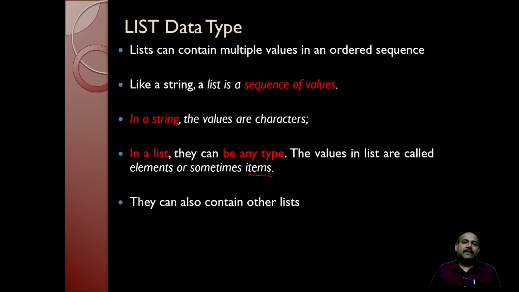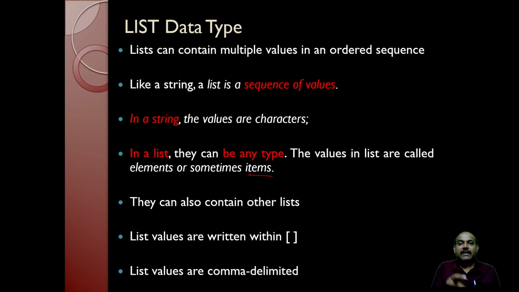List can contain any data type like integer, float, string, etc. And also list can contain a list in it. So list can be contained within a list. We declare or define a list with the square brackets. Anything that you write inside the square bracket, Python treats as a list. And each element in the list is separated by comma.